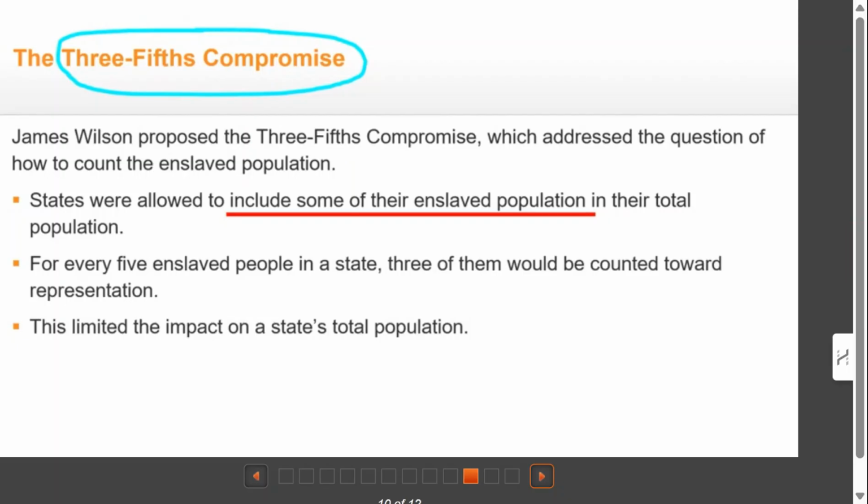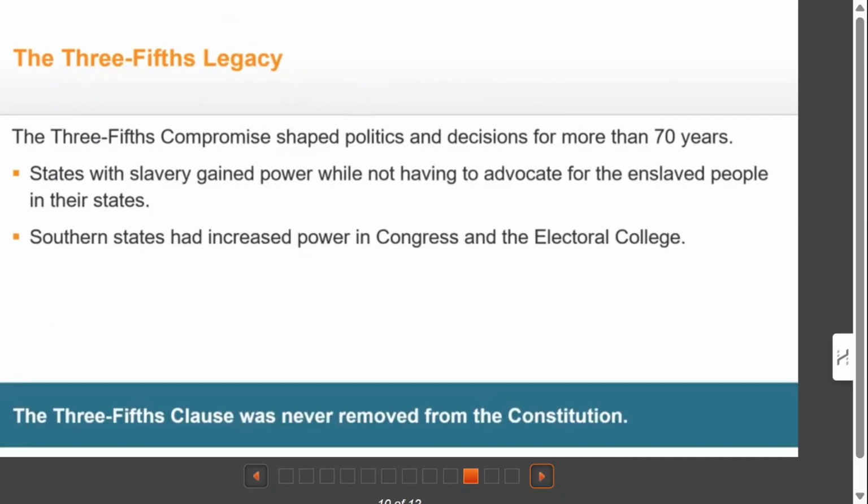This compromise had enormous consequences. The 3/5 Compromise shaped the politics and decisions of the United States for more than 70 years and continues to affect the country. States with slavery gained power while not having to advocate for the enslaved people in their states. Historians agree that under this compromise, Southern states had more votes in Congress than they would have if enslaved people had not been counted. And because the Electoral College is based on congressional representation, Southern states had more power when choosing a president.